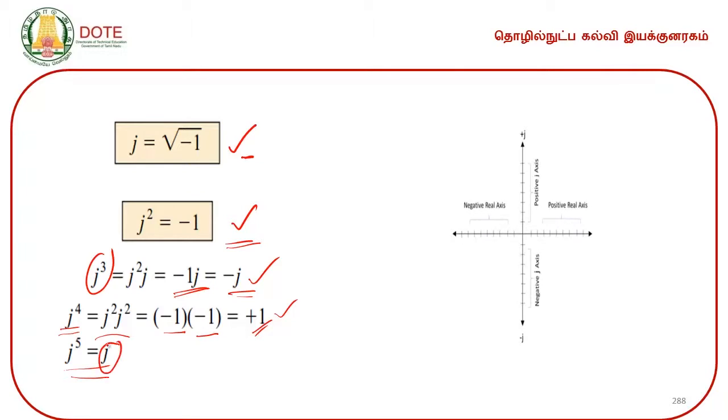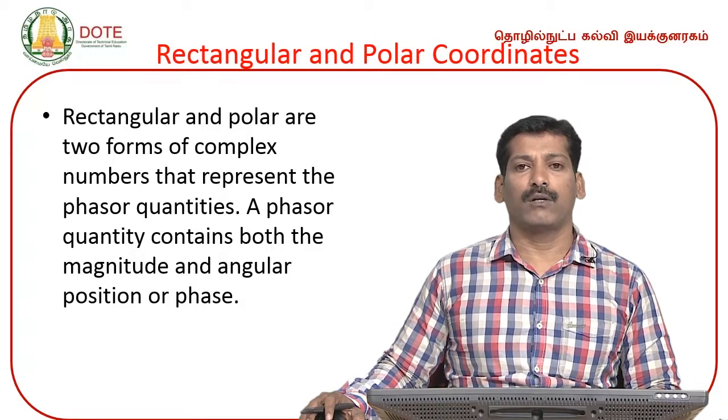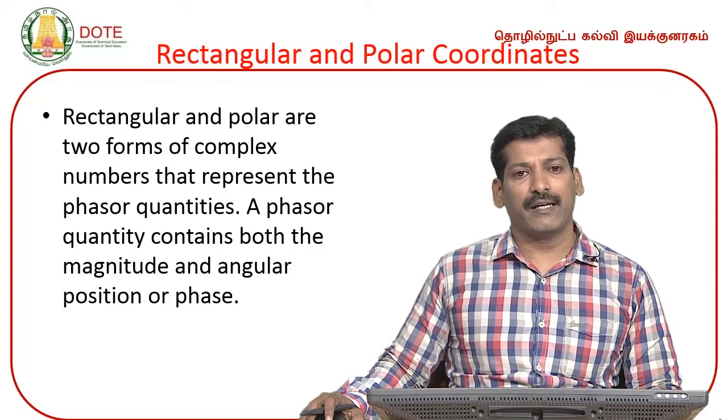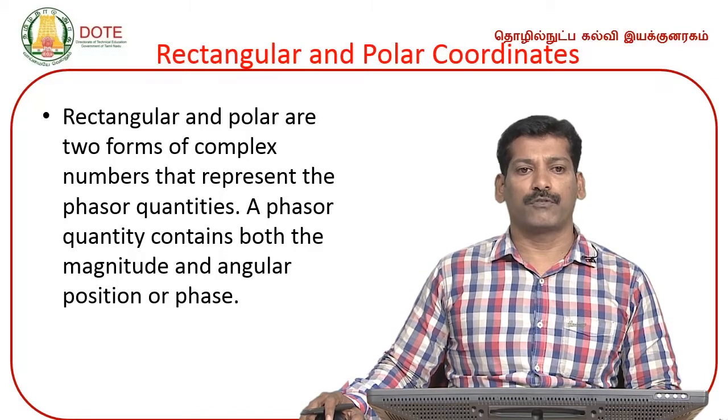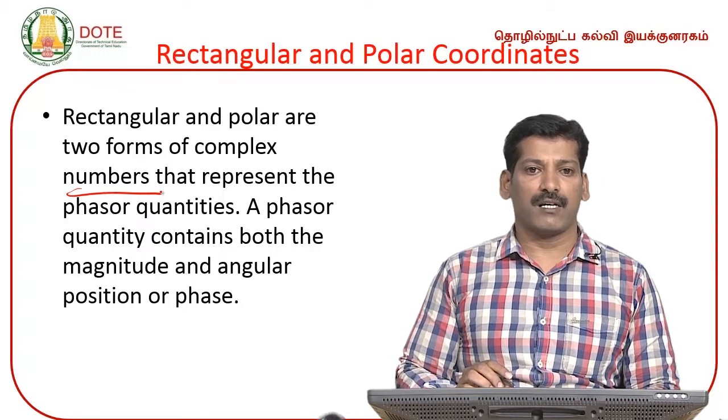So, this is the relation between the positive real axis, negative real axis, positive J axis and negative J axis. Today, we will deal with what rectangular and polar coordinates are all about. Rectangular and polar are two forms of complex numbers that represent the phasor quantities.